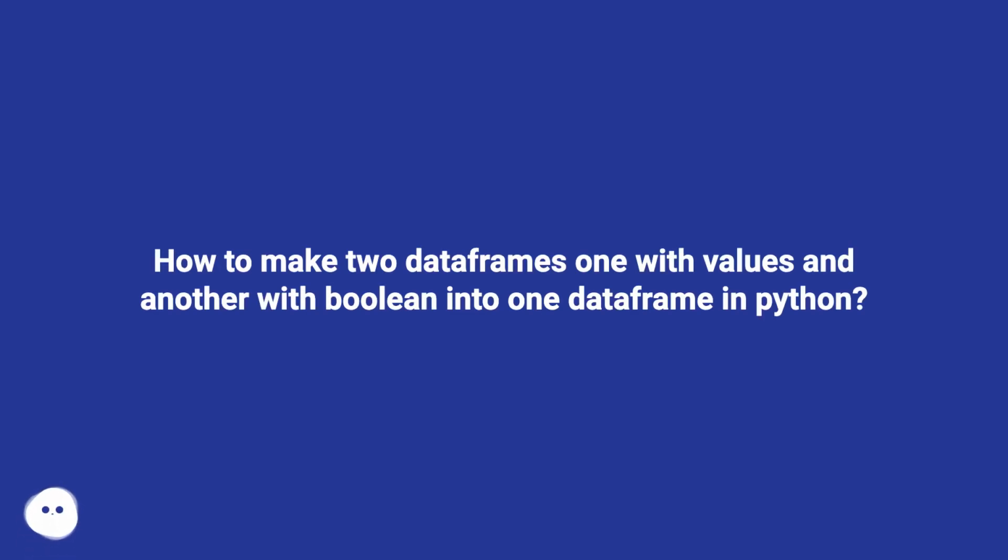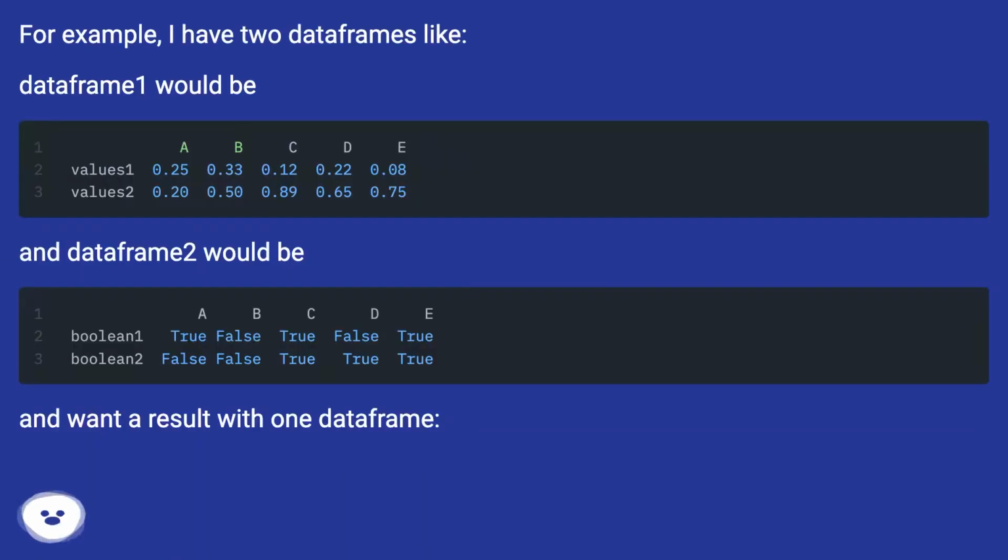How to make two data frames, one with values and another with Boolean, into one data frame in Python. For example, I have two data frames like data frame 1 would be, and data frame 2 would be, and want a result with one data frame.